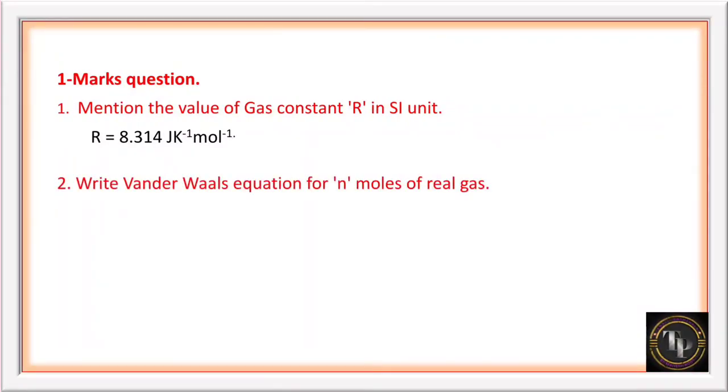Write the van der Waals equation for n moles of real gas, not ideal gas. They are asking for real gas. For ideal gas, PV = nRT. For real gas, (P + an²/V²)(V − nb) = nRT. This is for real gas. Who gave this? Van der Waals.